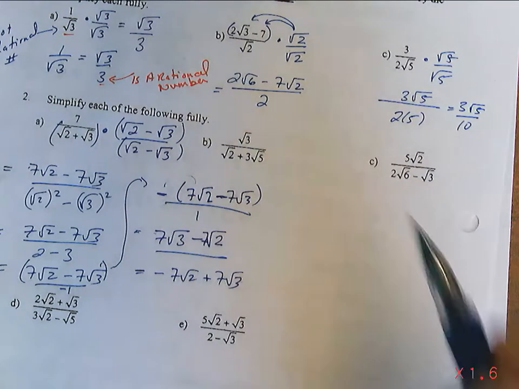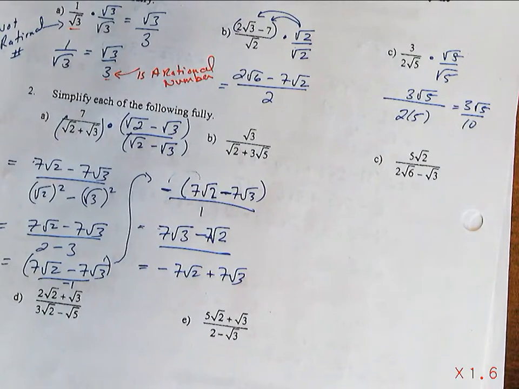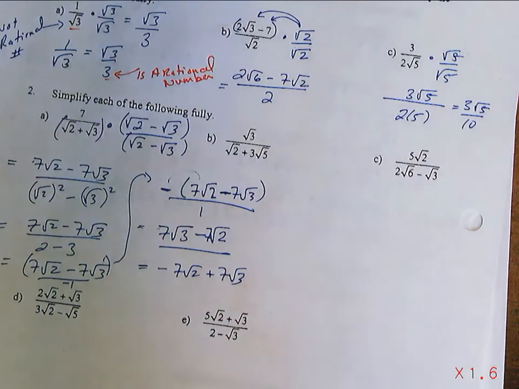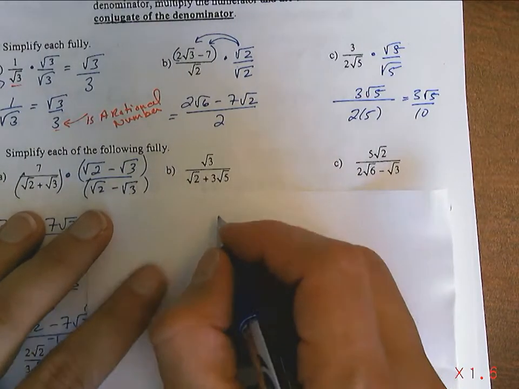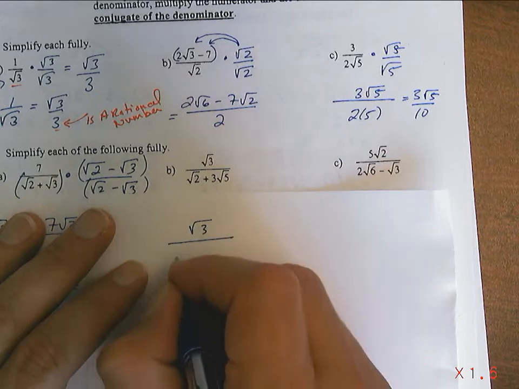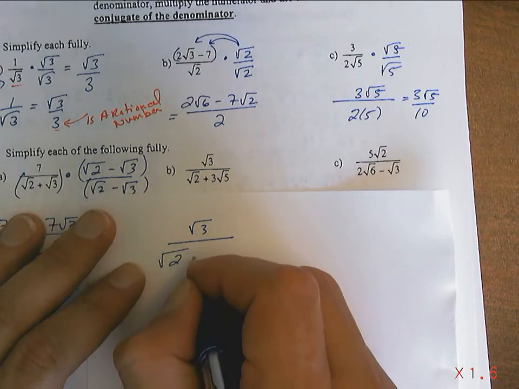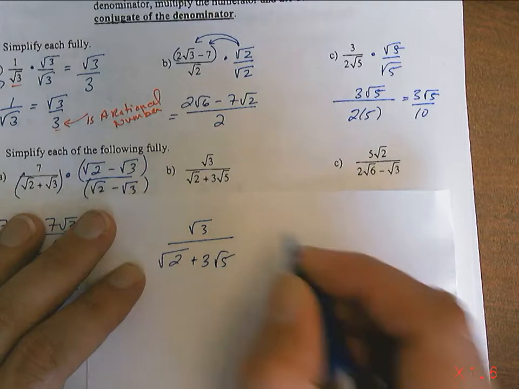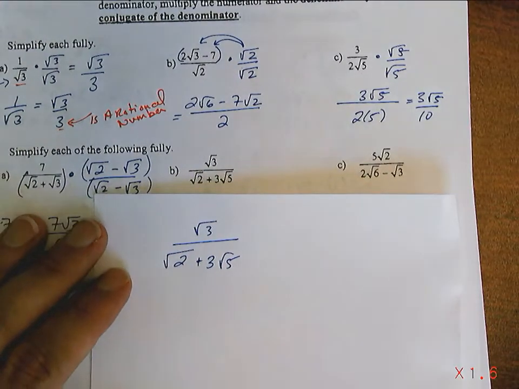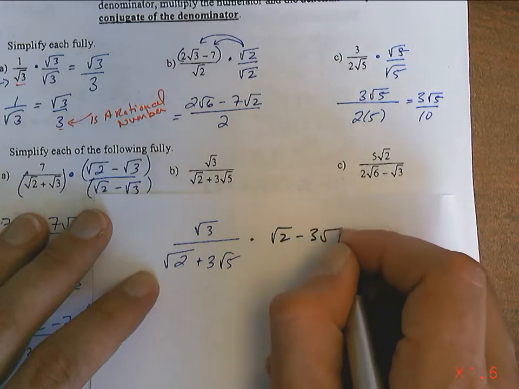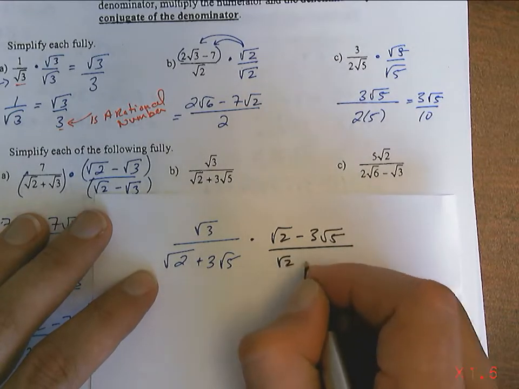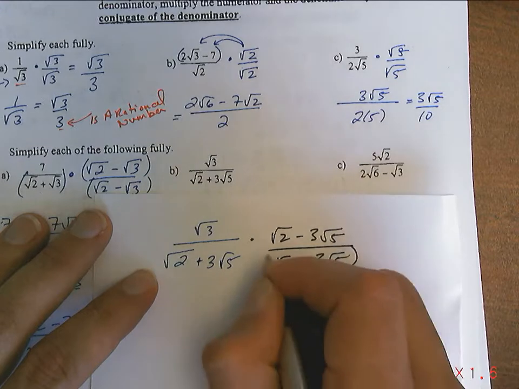Okay, as you can tell, I ran out of room for this one, so I will use another piece of paper to do it. We've got this, and we need to multiply it by its conjugate. Its conjugate from its denominator. So the conjugate for the denominator is going to be root 2 minus 3 root 5.